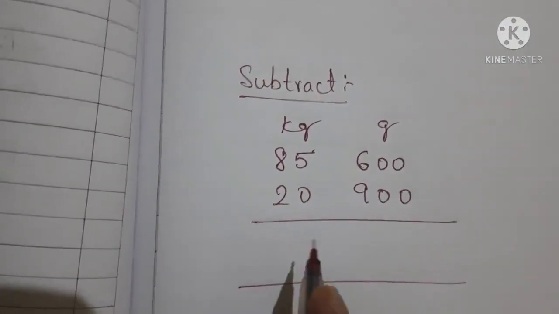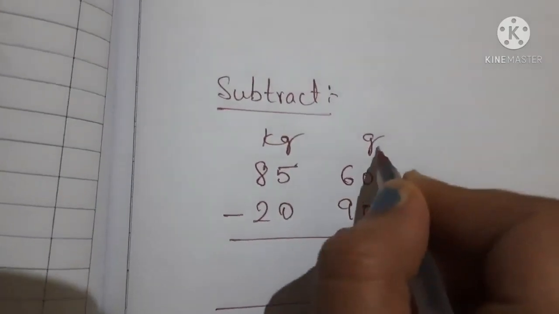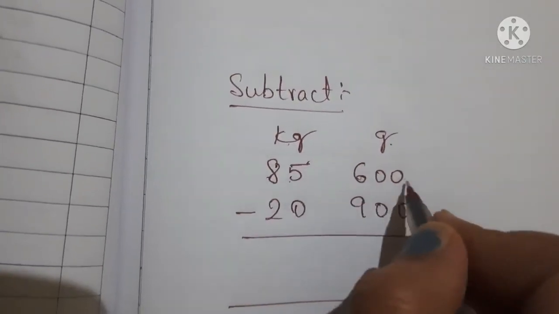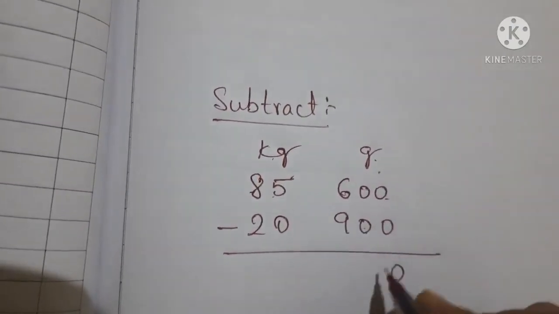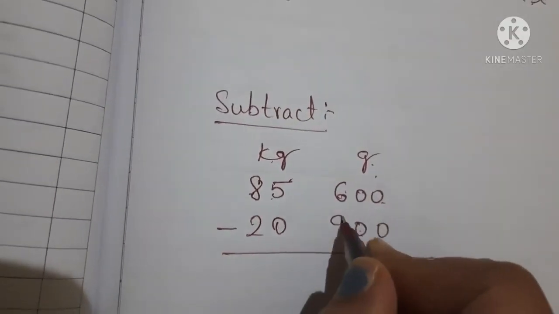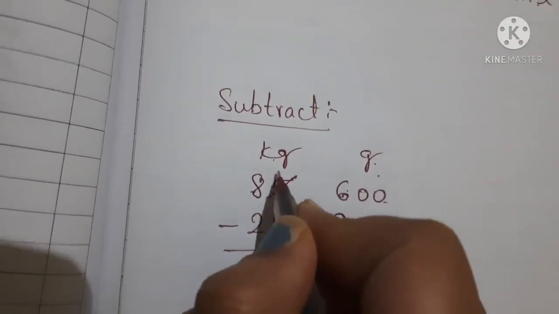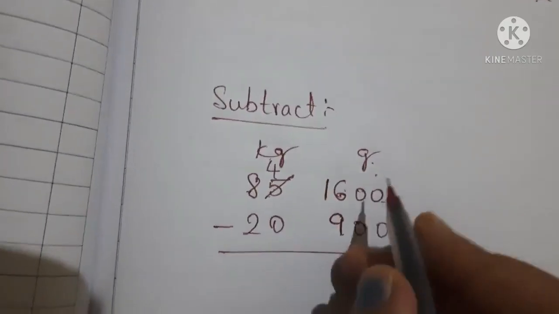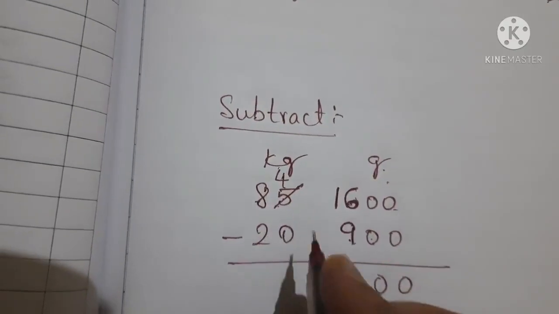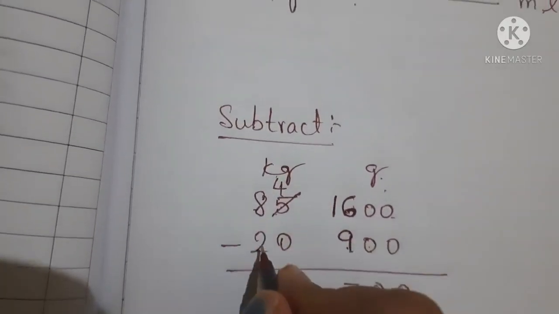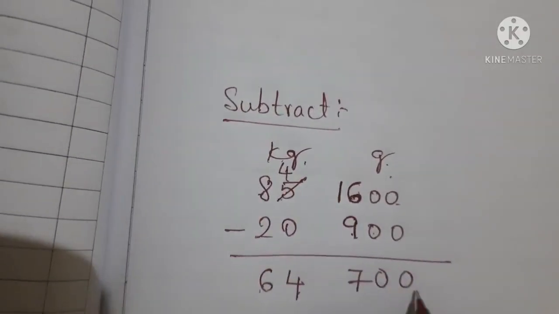Children, in this subtraction, we are subtracting 20 kgs 900 grams from 85 kgs 600 grams. So let us subtract now. 0 minus 0 is 0. 0 minus 0 is 0. 6 minus 9. No, we can't remove bigger number from smaller number. So we are taking a borrow from 5. Then 5 goes 4. 6 becomes 16. 16 minus 9 is 7. Right. 4 minus 0 is 4. 8 minus 2 is 6. So the difference is 64 kgs 700 grams.